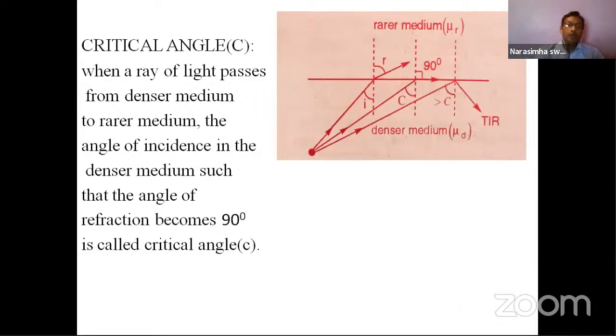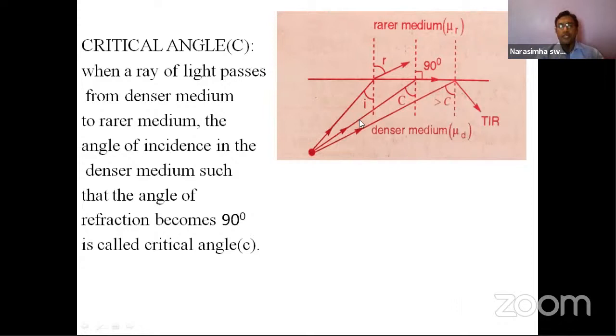So how can we define this? When the light ray is incident from the denser medium and reaches the interface at this point, what happens? The light ray bends. Observe this. While it is entering from one medium to another, from the denser medium to the rarer medium, the light ray bent. Here we have I and R.